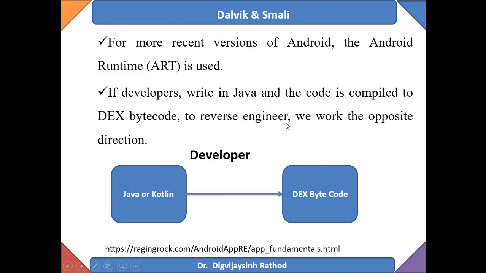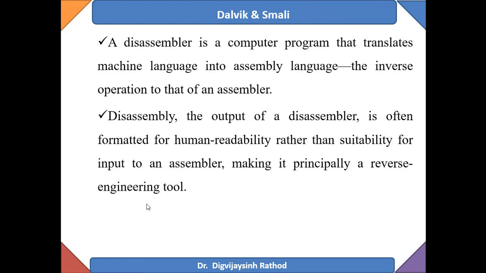So you have two stages in the case of reverse engineering. DEX bytecode, you have a disassembler that will convert it into assembly code. That assembly code, one more decompiler, a Java decompiler, will take as an input and generate the Java code. That's the simplest difference. So the disassembler is a computer program that translates machine language, which means DEX bytecode, into assembly language.